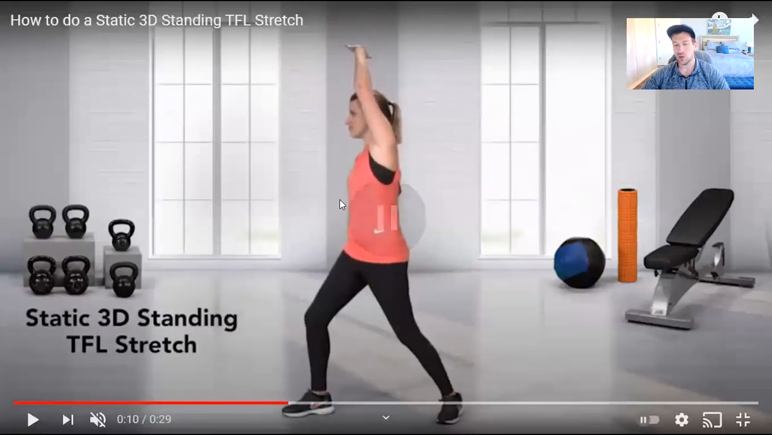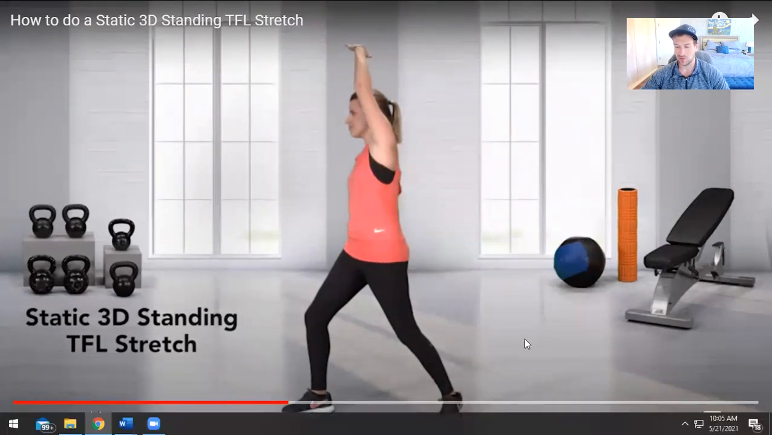So what she's going to do, right, your TFL is a hip flexor. So what she's doing is she's drawing her back leg into hip extension. It's also an internal rotator. So she is turning her foot into external rotation, right? So basically that's how you stretch it. You take your leg back behind you and turn the foot away. And then you also lean a little bit, and that's going to stretch out that TFL.